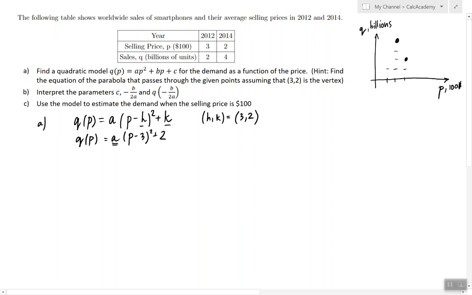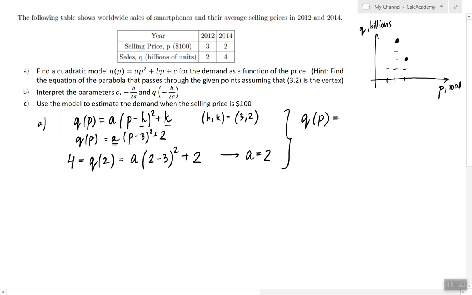So to find the missing a, we just use the other point, which is (2, 4), and we plug it into this equation. So the output when input is 2, on one hand it's 4, on the other hand it's a times (2 minus 3) squared plus 2. So solving this equation we can find a. So a is 2. So putting this together we conclude that the quadratic function that models the data is the following: 2(p minus 3) squared plus 2.